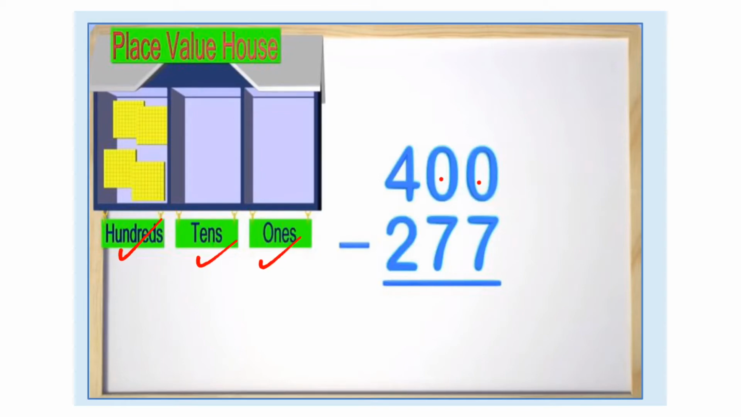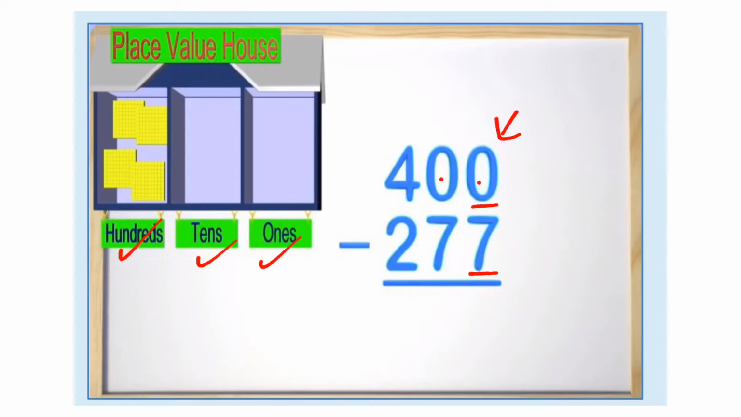Look at the problem, 400 minus 277. We need to subtract with the ones first. I look at the number on top. I ask, are there enough ones to take away 7? No. What should I do? I need to regroup or borrow from the tens place to be able to subtract.